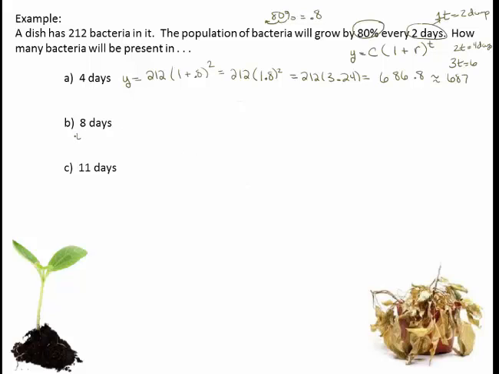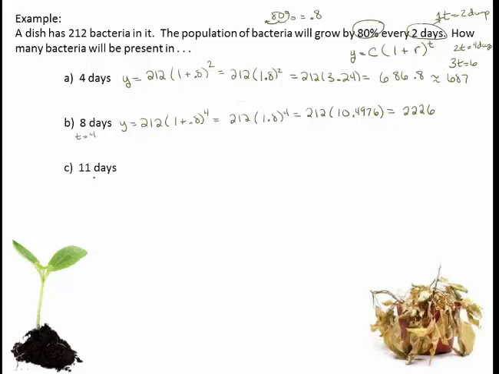In 8 days, t will be 4, so I will set up the same equation, 1 plus 0.8, except this time to the 4th. So 212 times 1.8 to the 4th. So I need to do 1.8 to the 4th first. That gives me 10.4976. Multiply that by 212. And at this point in time, we'll have 225.5, so 226 bacteria, because again, we can't have part of a bacteria.